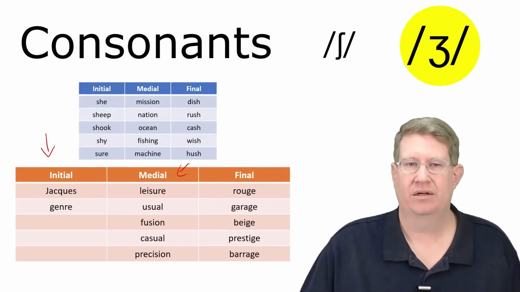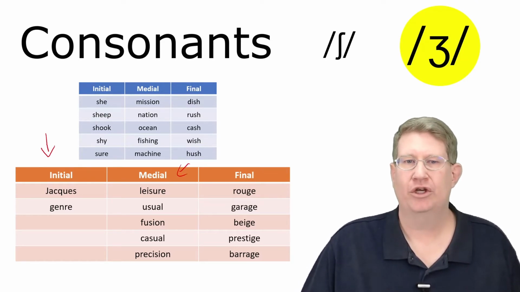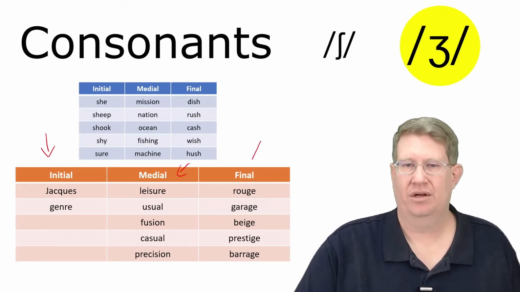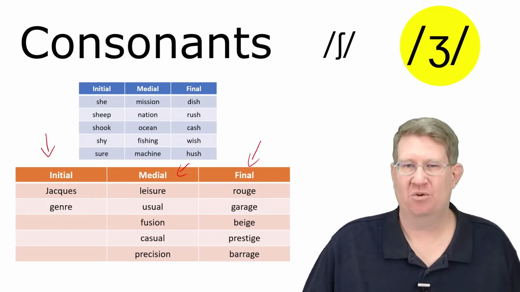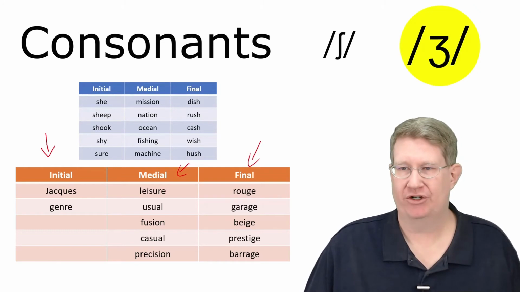Word medial, leisure, usual, fusion, casual, precision. And then finally here in word final position, rouge, garage, beige, prestige, barrage. Can you guess where these words come from? Well, they either come to us from French or from Latin through French.